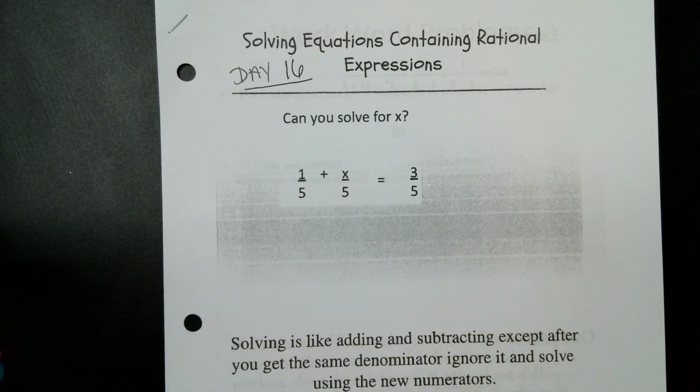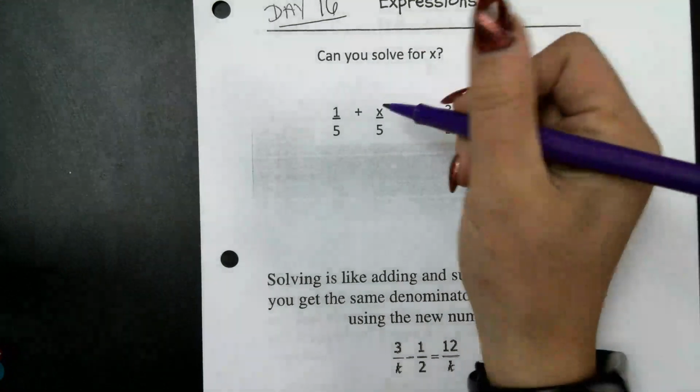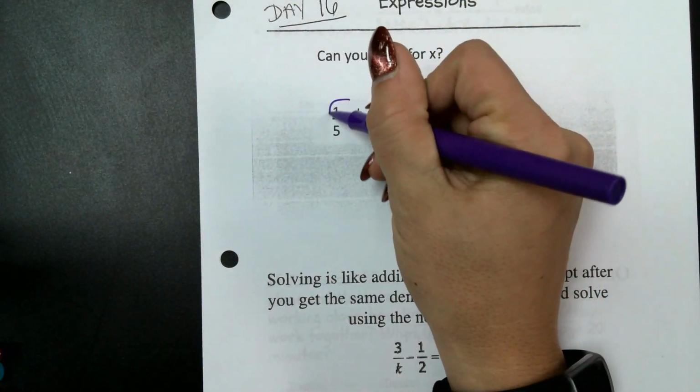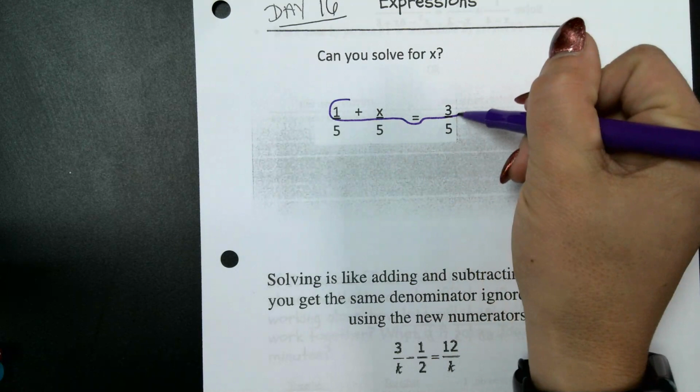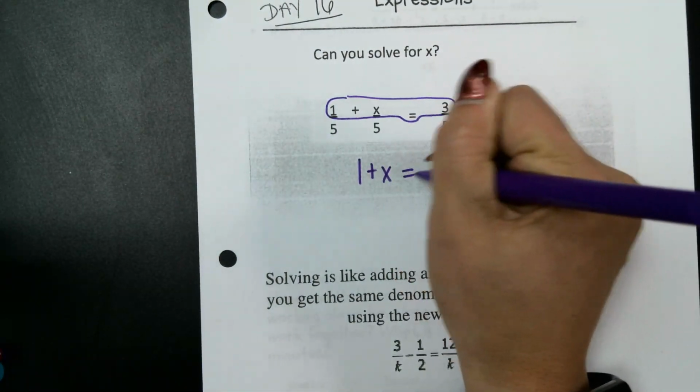full equation that contains rational expressions. And the reason that this one tends to be simple is because they all have the same denominator, right? Okay. So if they all have the same denominator, basically we don't even have to worry about the denominator because they're all the same. So we really just need to focus on our numerators. So like I can just rewrite this as 1 plus x equals 3.